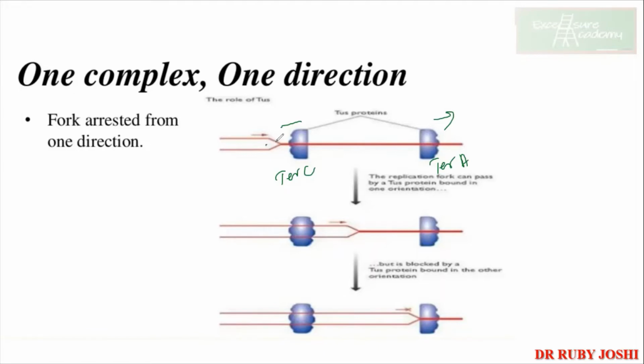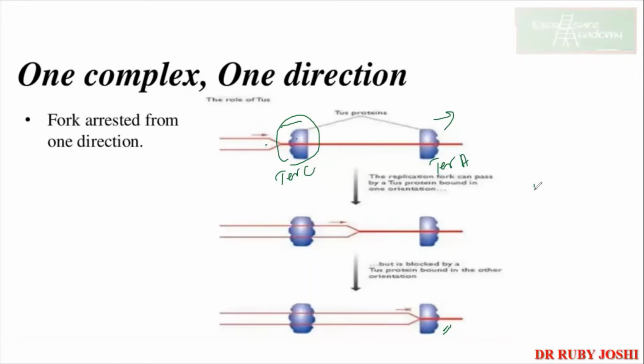Now जैसे ही replication fork यहाँ से pass होगा, what will happen? You can see there is a structural change in this TUS protein, and after passing this TUS protein, it is not able to pass the second one because the conformation or the orientation of the second TUS protein is different, and that is what is blocking the replication fork to move ahead.